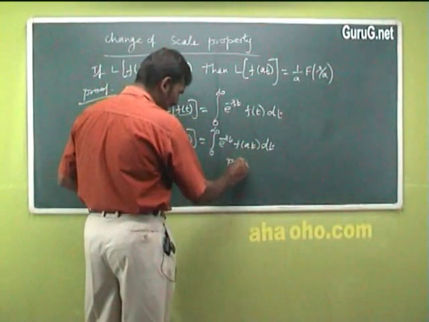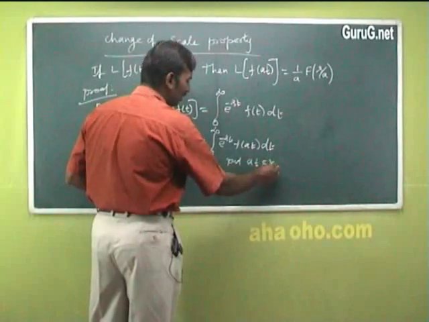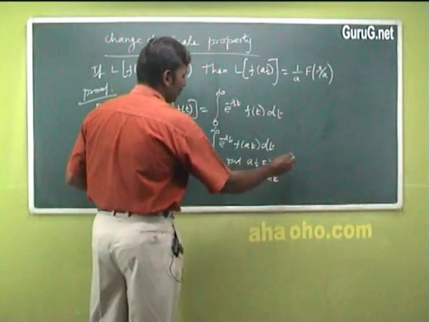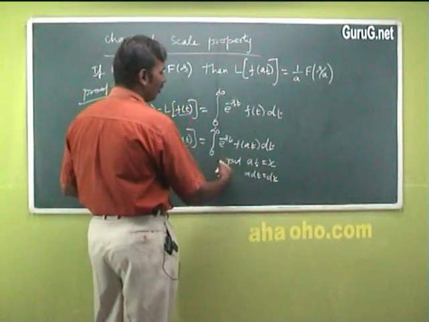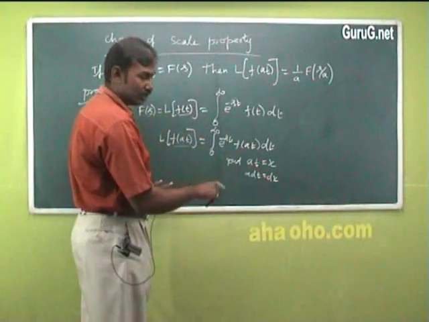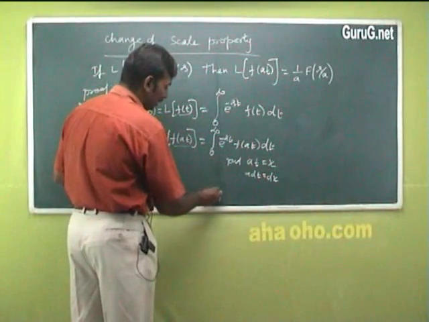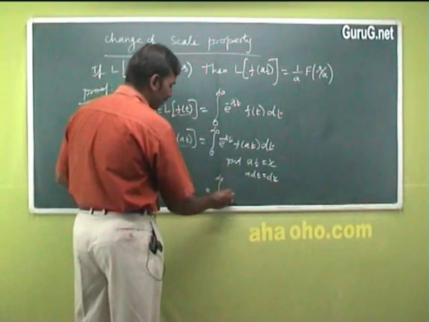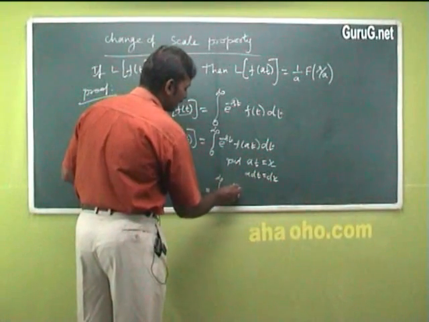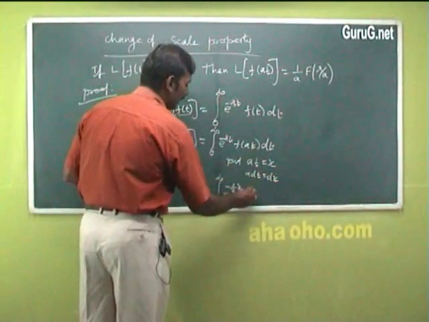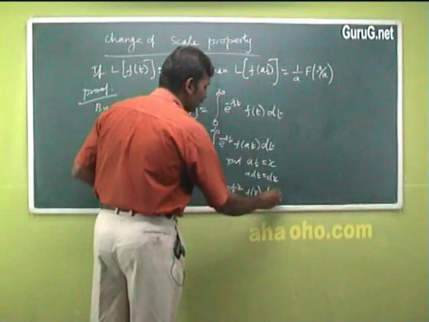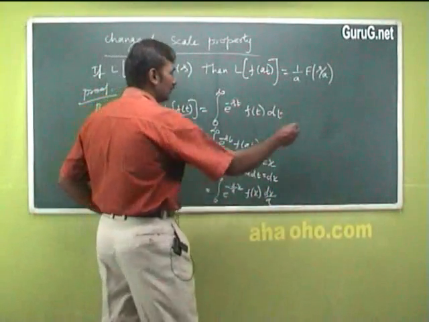Put at equal to x. Then a into dt equals dx. For the limits, when t equals 0, x equals 0, and when t equals infinity, x equals infinity. So there is no change in the limits. So the integral 0 to infinity e power minus, what is t? x by a. So minus s by a into x, f of x, and dt is nothing but dx by a. Then take 1 by a outside.